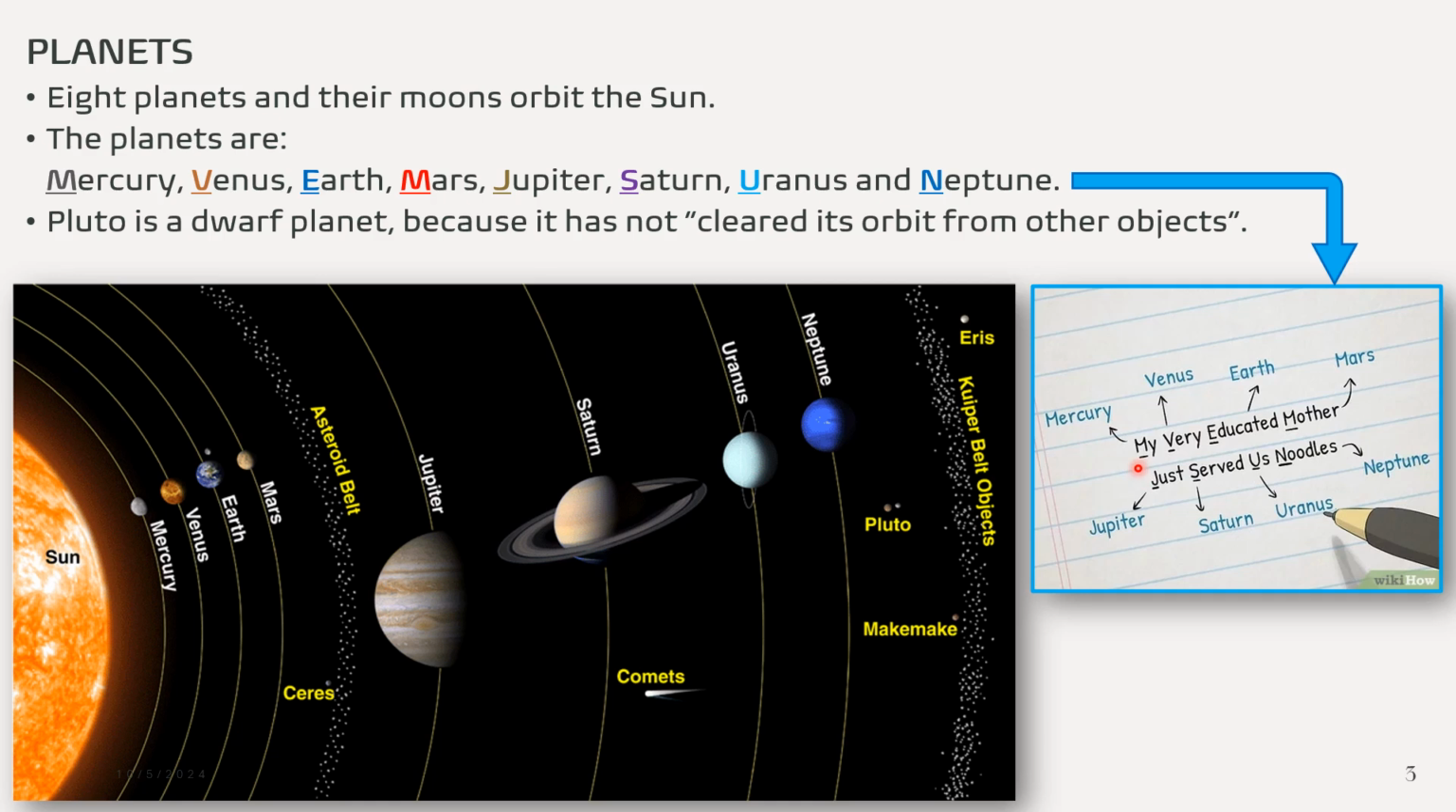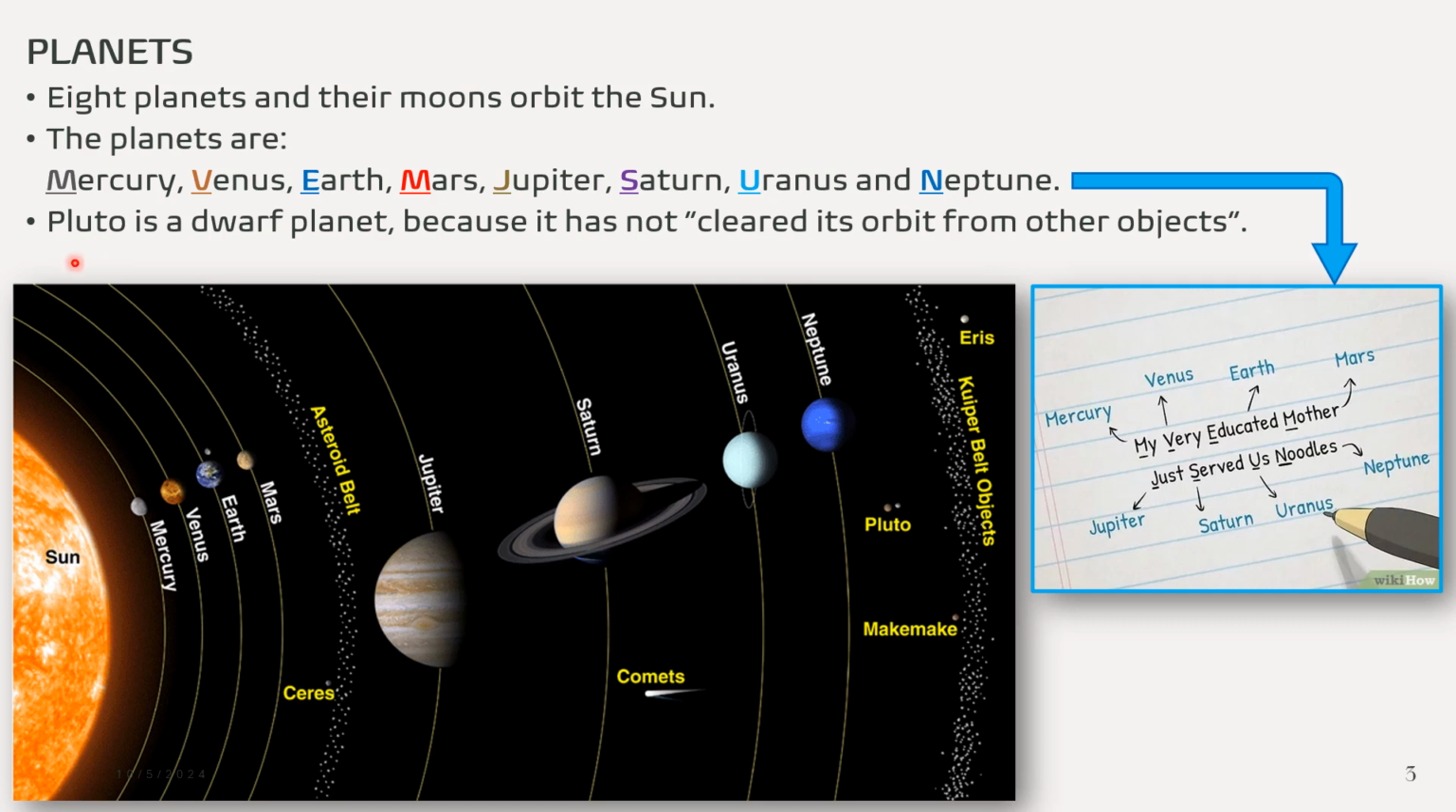So my, starting with an M, is for Mercury. Very, V is for Venus. Educated, E is for Earth. M for mother then reminds you of Mars. J is for Jupiter. S is for Saturn. U is Uranus. And N for the noodles is for Neptune. So this is the correct order: Mercury, Venus, Earth, Mars, the first 4 planets. Then Jupiter, Saturn, Uranus, Neptune, the last 4 planets.